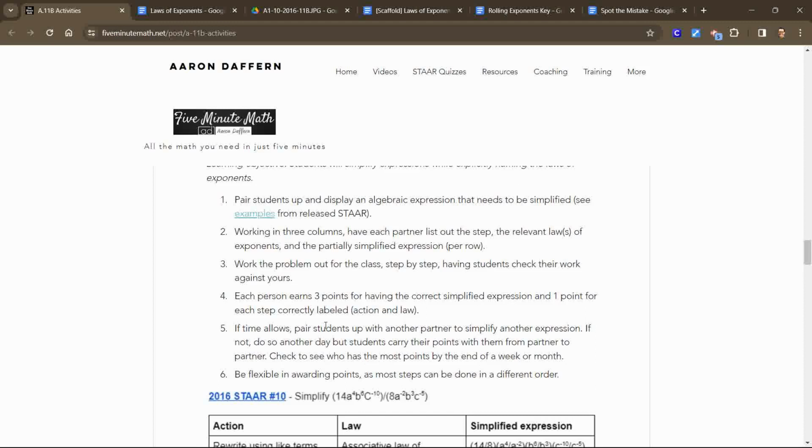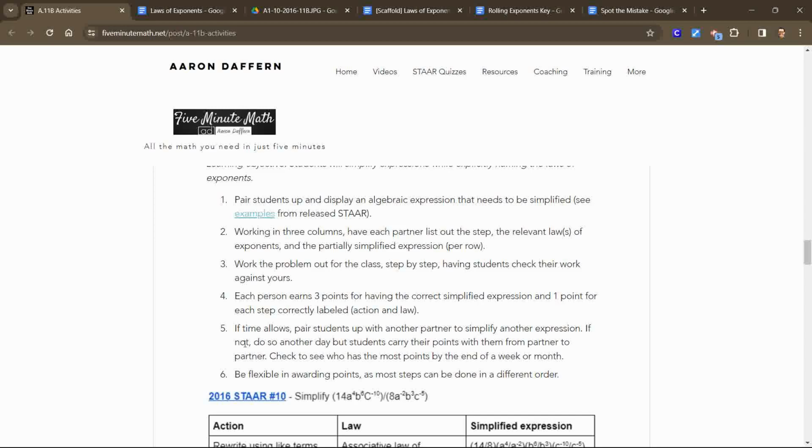because they're having a certain amount of time to do this with a partner, and this is for points, right? So each person in the pair earns 3 points if they have the correct answer. First, you want them to have the correct answer. And then 1 point for each step correctly labeled, either the action or the law. You might need to be a little bit generous with that to begin with until they get used to naming the laws. Most students aren't used to naming the laws.